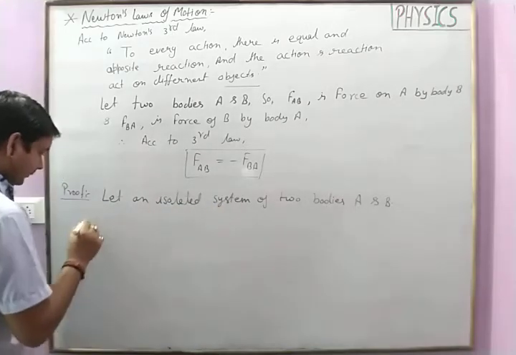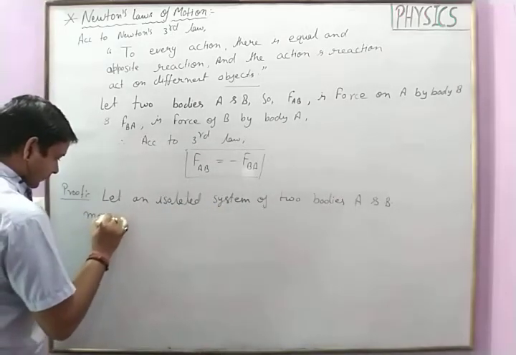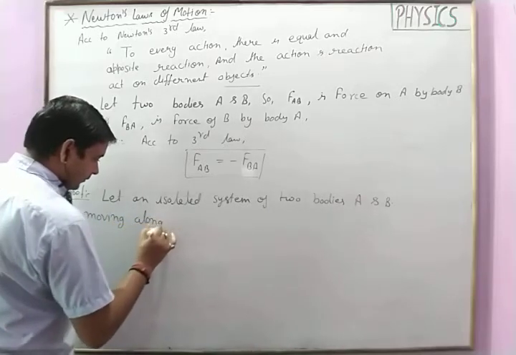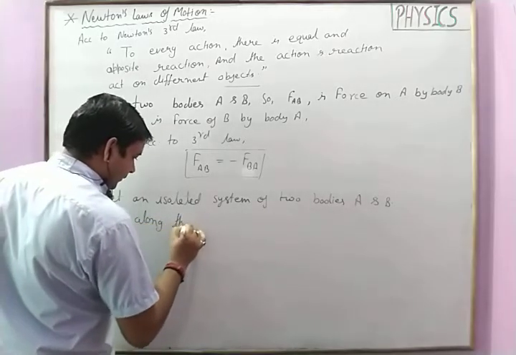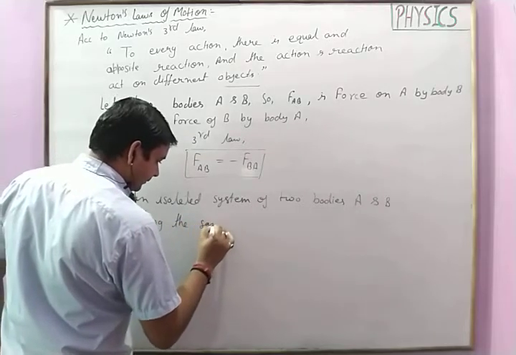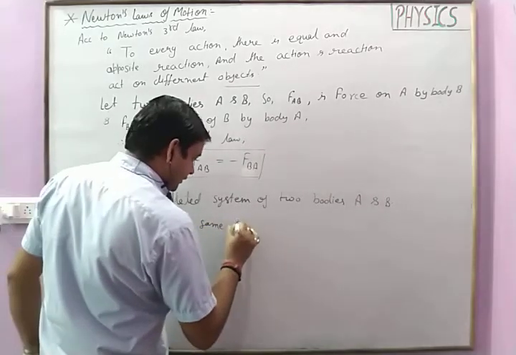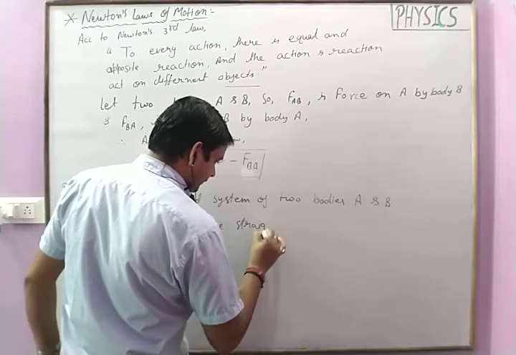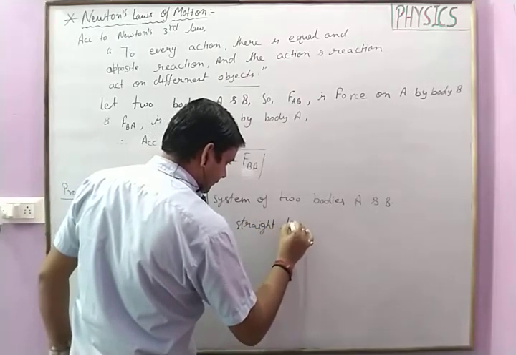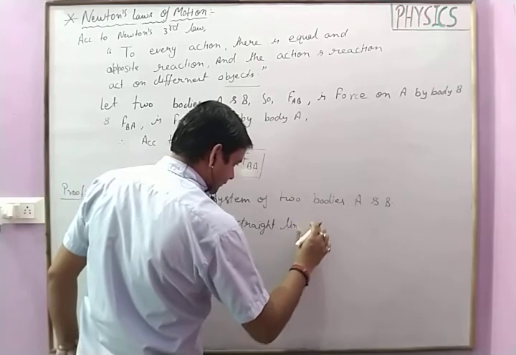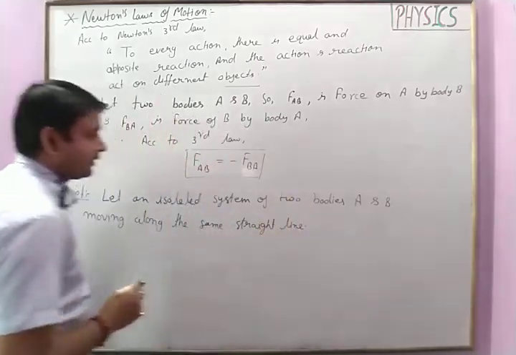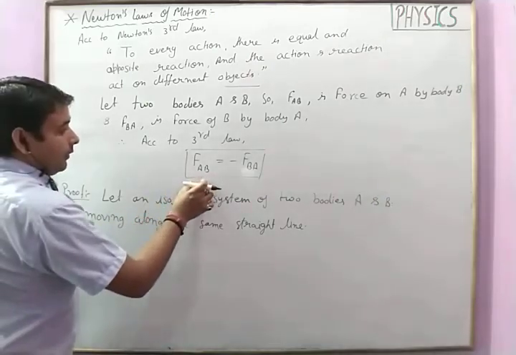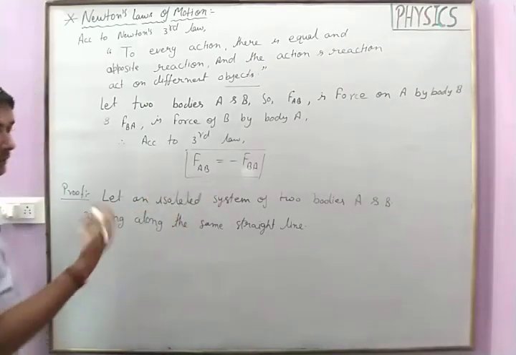A and B moving along the same straight line. Same straight line. Now let us allow the bodies to collide.